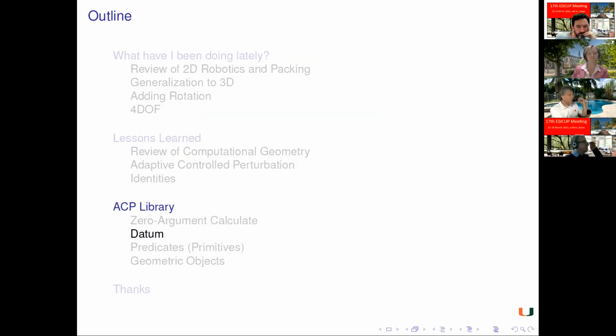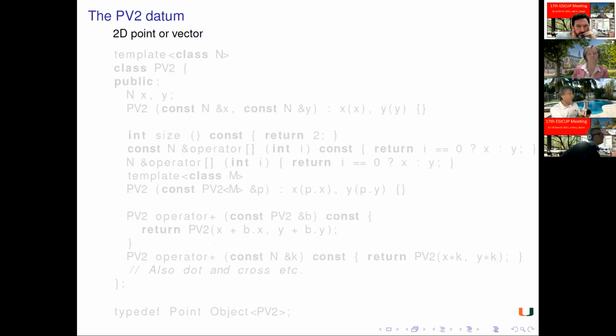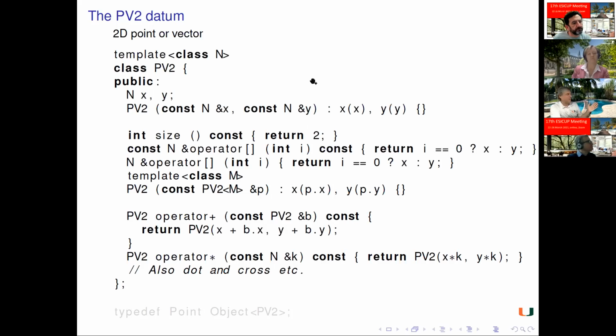So to start off with, we provide a PV2 datum, which is a 2D point or vector templated by a number type. Yeah, you have to do something like this in order to do things. But it's actually pretty straightforward. I hope there are some C++ programmers out there. So you have a template. It's templated by a number type, which you call capital N, and then otherwise it's pretty obvious.